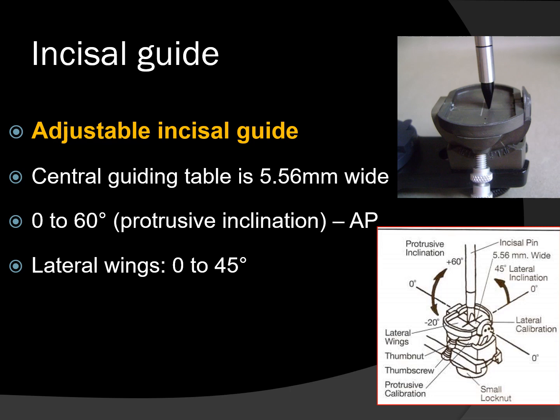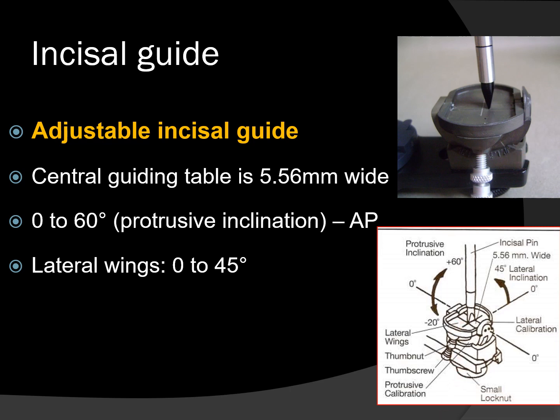And it has a central guiding table which is 5.56 millimeter wide. This central guiding table has two components, the anterior-posterior component and the lateral component. The anterior-posterior component represents the lingual slope of upper anterior teeth, and the lateral component represents the lingual slopes of the maxillary canine or the lingual slopes of the buccal cusp of maxillary posterior teeth. So you can see here, anterior posteriorly this can be adjusted, and also the lateral wings can be adjusted.